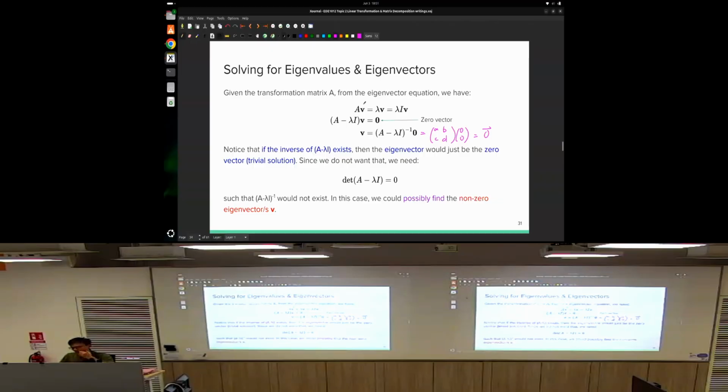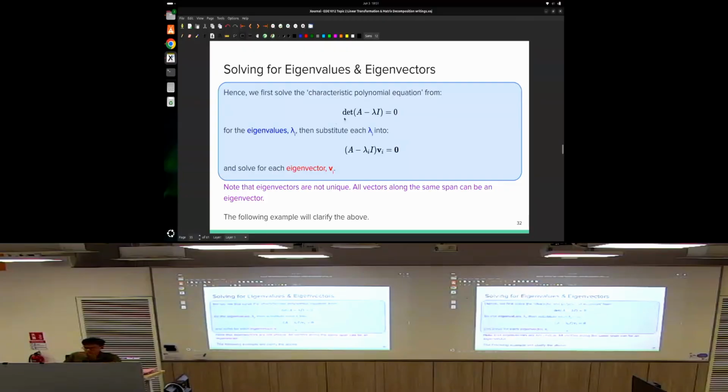So what do you need? You need this inverse matrix to not exist. We already mentioned that not existing means the determinant must be zero. Therefore, to solve for the eigenvalues, you just need the determinant to be zero. After you have the determinant equals zero, you solve for the eigenvalues, then substitute into the eigenvector equation to solve for the eigenvectors. This one I will demonstrate. Okay?